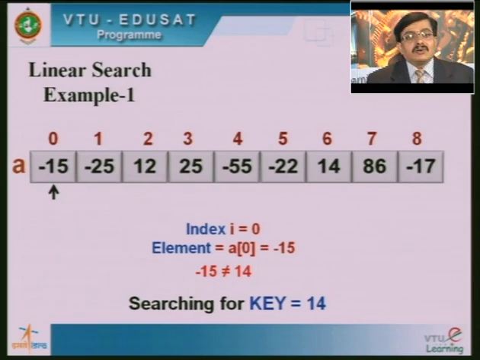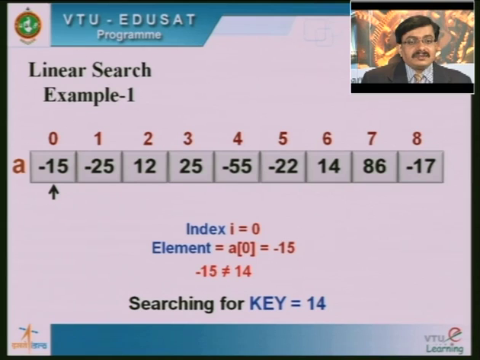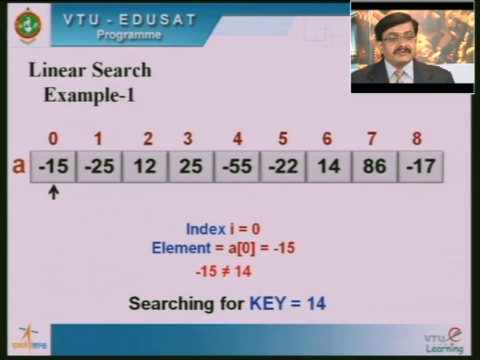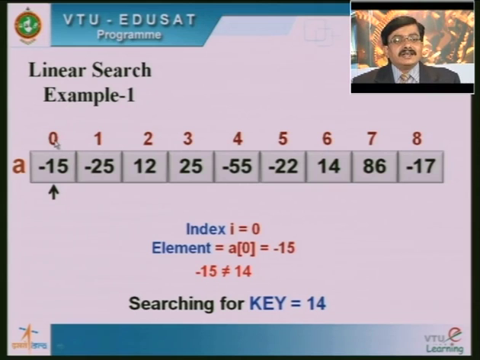Now let's see how exactly the comparison will happen. Initially I assume index i is equal to 0, and the element is A of 0; the arrow is pointing to the 0th element in the array. In programming, the 0th element is, from the end user perspective, the first element. Here the first element is minus 15, but from the program point of view the index starts from 0. So A of 0 is the first element. In a program, you start with index 0.